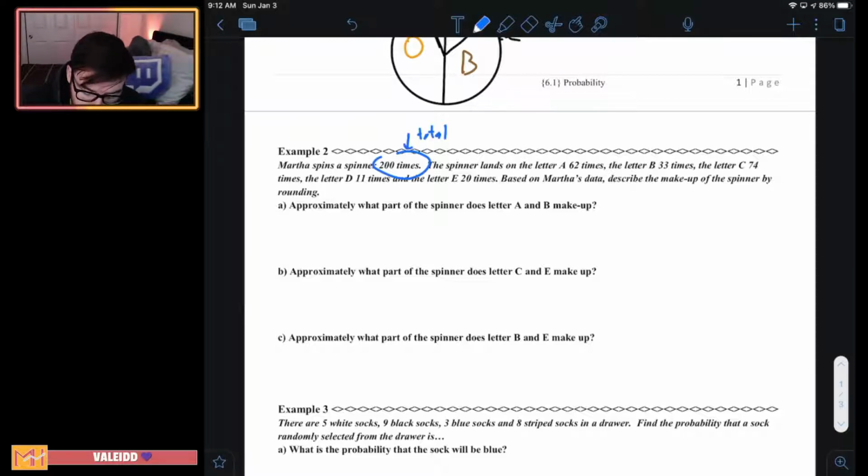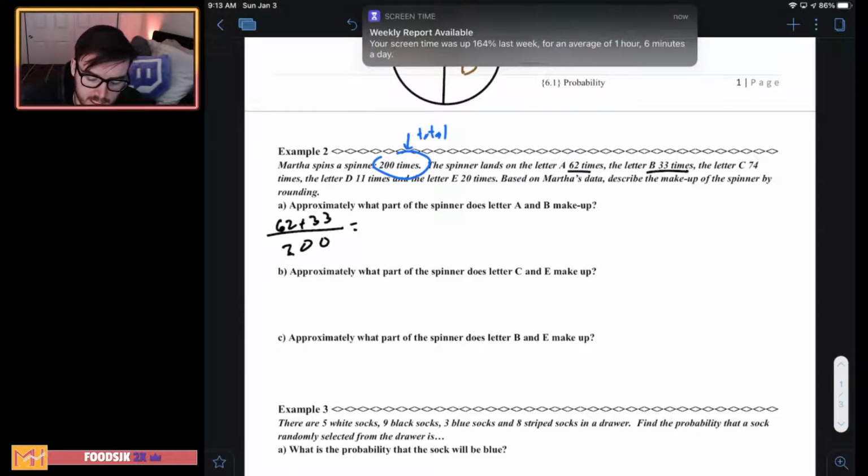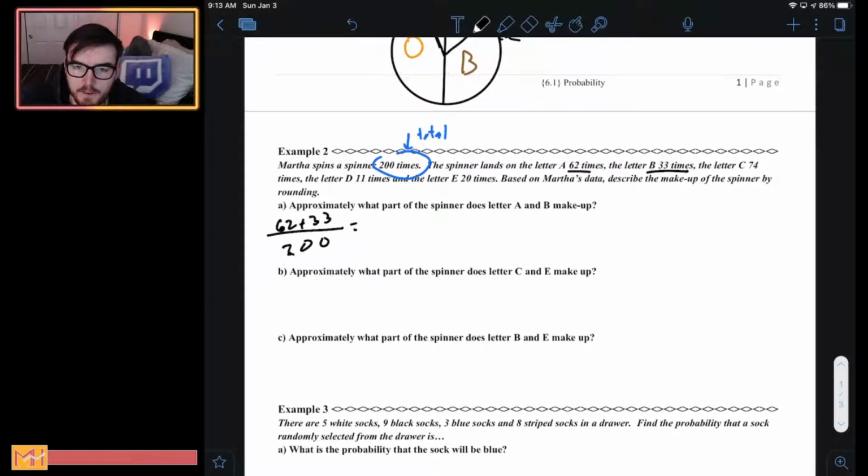Okay, so let's describe the makeup. Approximately what part of the spinner do A and B make up? Well, if we landed on A and B 62 and 33 times, combined together out of the 200 spins, right? The makeup of what we're doing here is we're saying that if I land on these two colors 50% of the time, well, then that means half of the spinner, physically speaking, is also those colors, right? I'm not going to land on two tiny pieces 50% of the time, right?